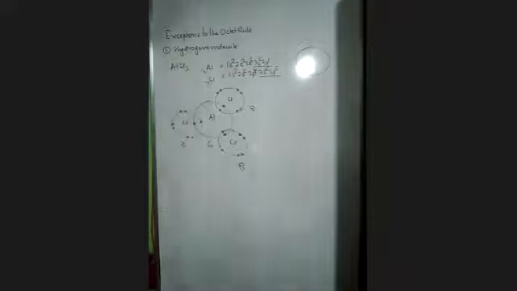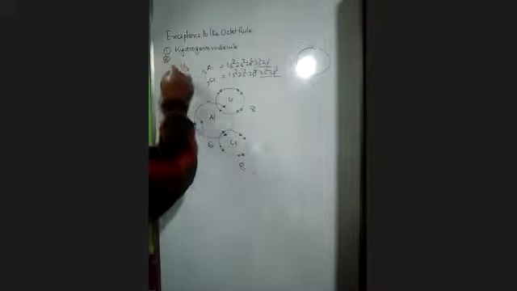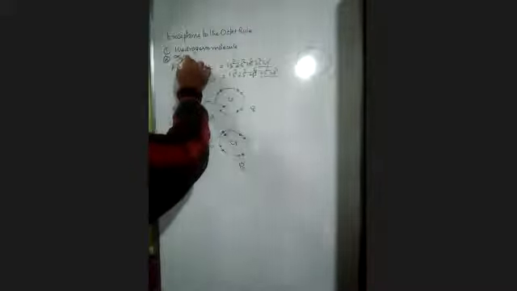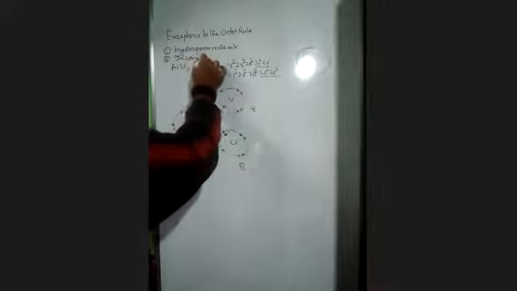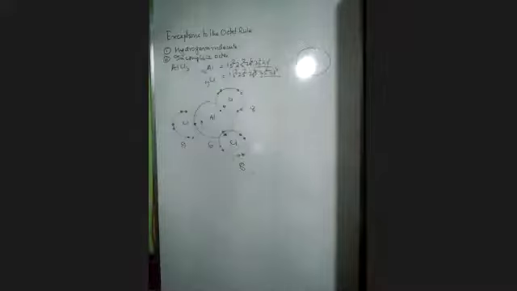So we have done the hydrogen molecule, then we have done the incomplete octet. These are the examples of incomplete octet. Okay, so this is the example of what? Incomplete octet.